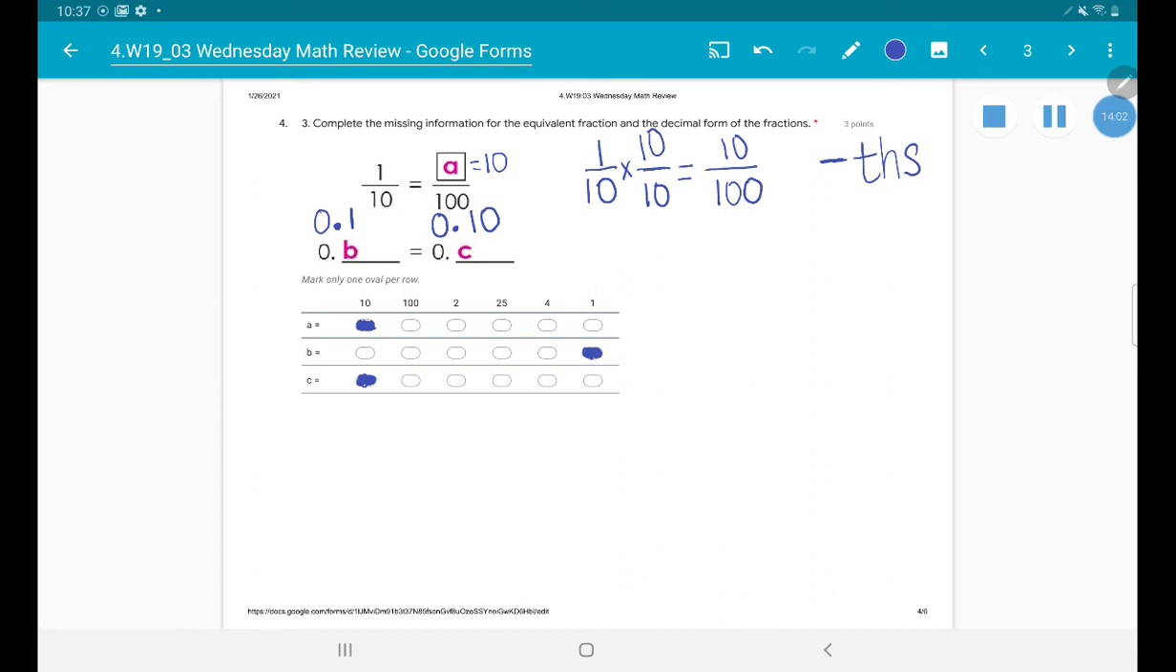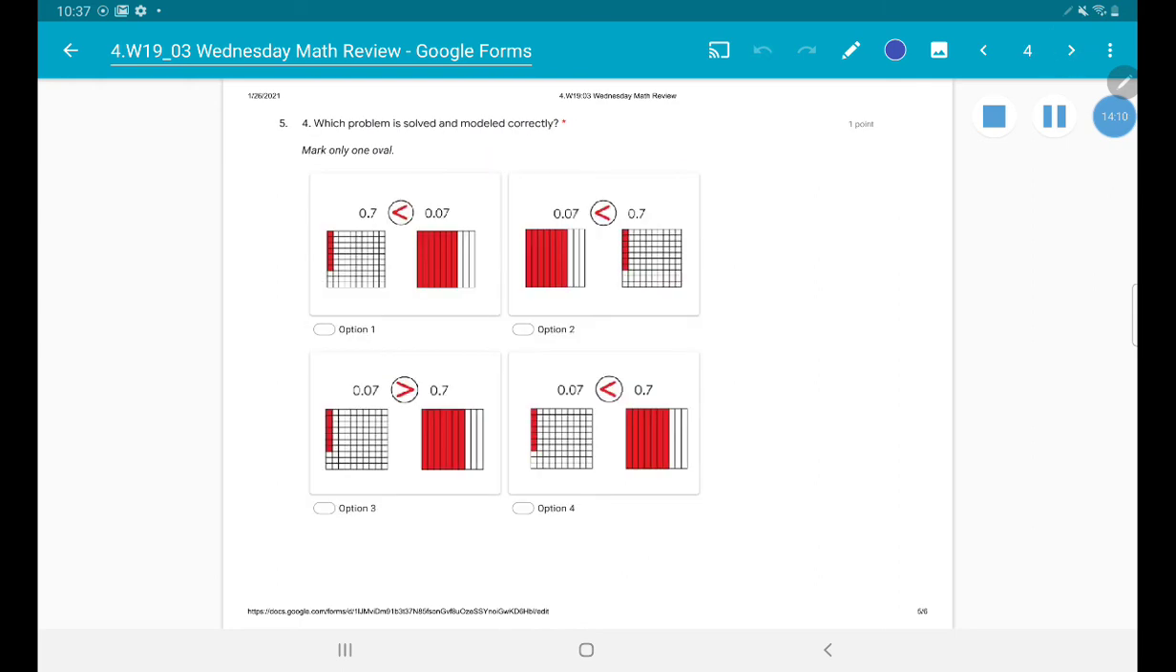All right, let's go on and look at number 4 now. Which problem is solved and modeled correctly? Remember, which place value is the one right after the decimal point? Tenths. Tenths are the next place value after the decimal point. So does this first model show 7 tenths? No, that shows 7 hundredths. So we know that can't be correct.